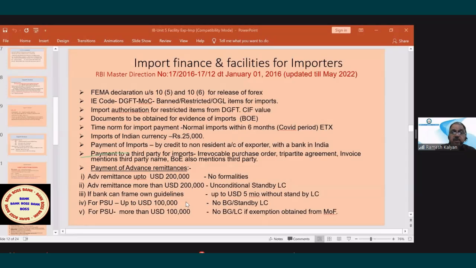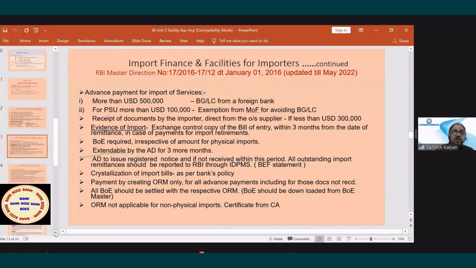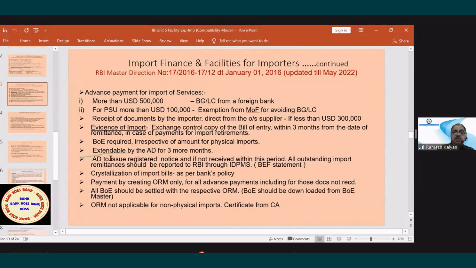Here, actually, in the examination, they were asking this 2 lakhs. Up to 2 lakhs. If it is more than 2 lakhs, you have to insist on a standby LC, normally. Otherwise, if a board approved policy is there, you need not insist. So that is the only criteria. And for the services, the limit is slightly different. It is 500,000. If it is for public sector, same 100,000 or 1 lakh. If you want exemption from bank guarantee or standby LC, exemption from the Ministry of Finance should be obtained.